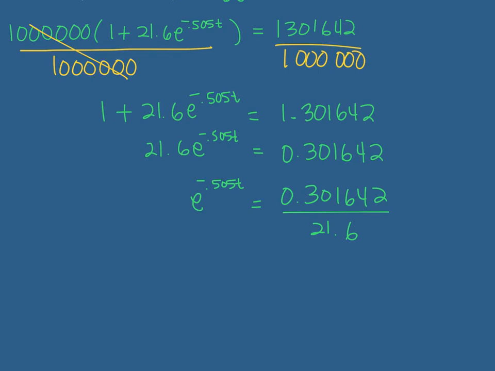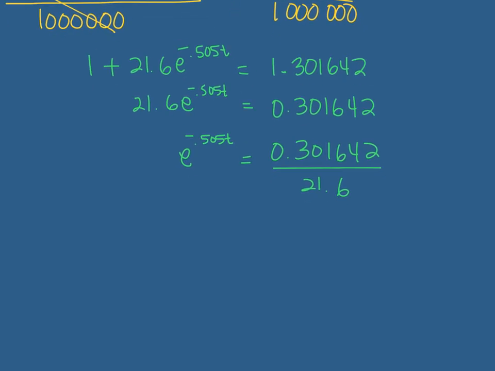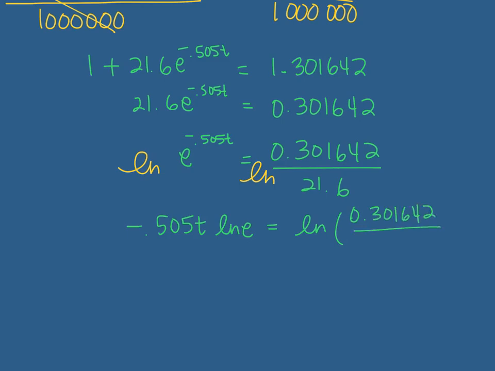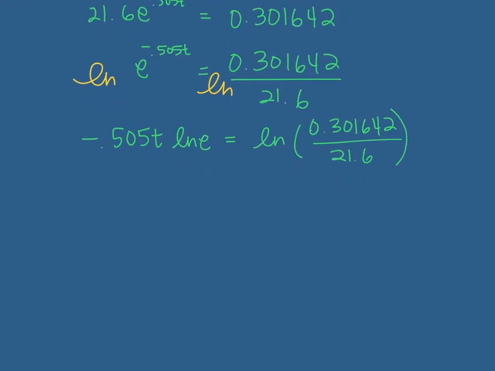Okay, now what? What do I want to get rid of next? How do I get rid of that e? I'm going to use a natural log. So I'll use a natural log on both sides, which will allow me to pull the power, negative 0.505, out to the front. And then I'll have ln e, which will cancel each other out. And then in the parentheses, I'll have 0.301642 divided by 21.6. Notice I still haven't used a calculator. The ln and the e cancel each other out, and so I only have one last move to figure out the answer to this.